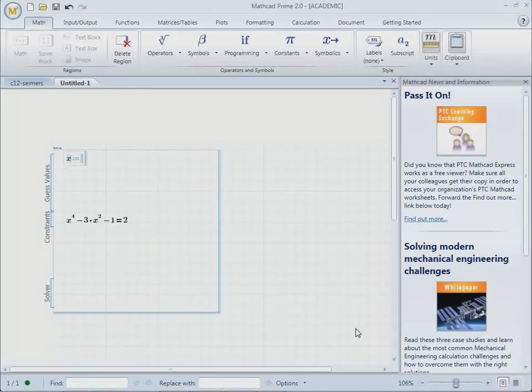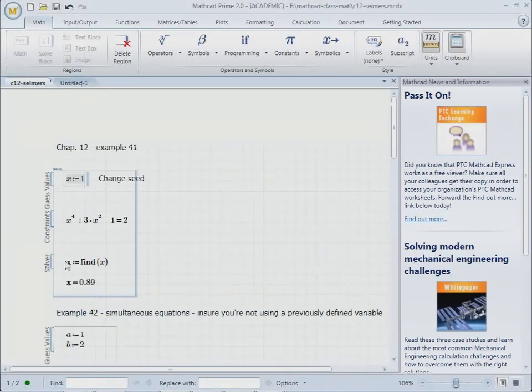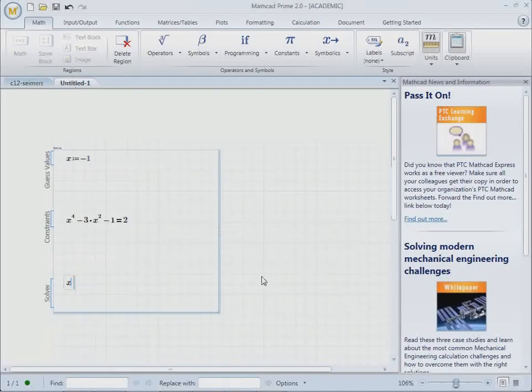X. Now I know why the colon didn't work, because I was trying to use it in the wrong place. Because it worked just fine here. X equals -1. Oops, there we go. And solver, now I can't remember if I did X assigned equal find X. X assigned equal find X. Return, and now the solution exists. X is now the numerical value of the solution.